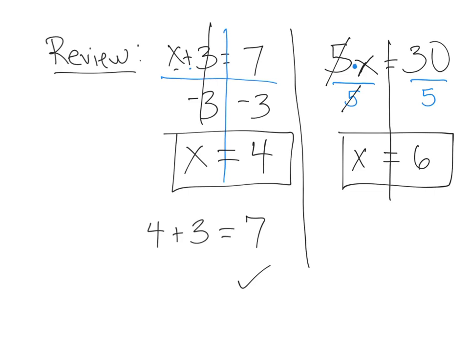This should make sense to you because I have 5 invisible multiplication dot x. So 5 multiplication x, in this case, would be 5 multiply 6. And 5 times 6 does make 30. That should be a quick review of what we did yesterday. Today, we're going to do the same thing, except there's going to be 2 numbers that we have to undo instead of just 1.